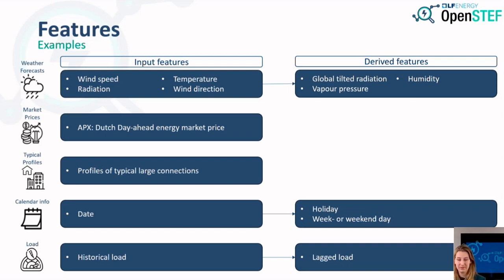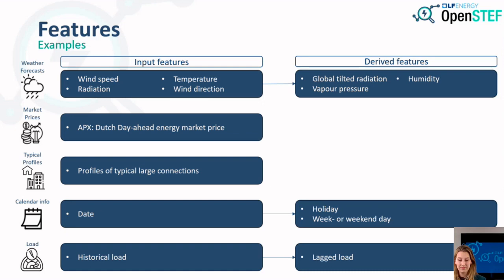Then for the market prices, in the case of the Netherlands for short-term forecasting, this can be the APX, so that's the Dutch day-ahead energy market price. And then the typical usage profiles, those are typical usage profiles of large types of customers, as they usually have a certain type of load which can be used as a feature.